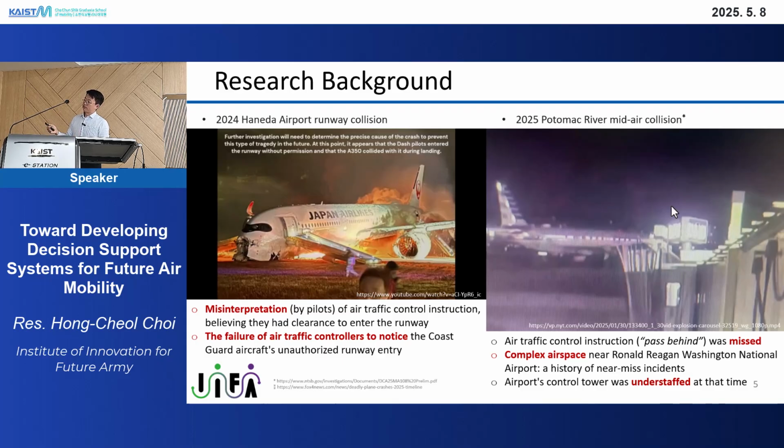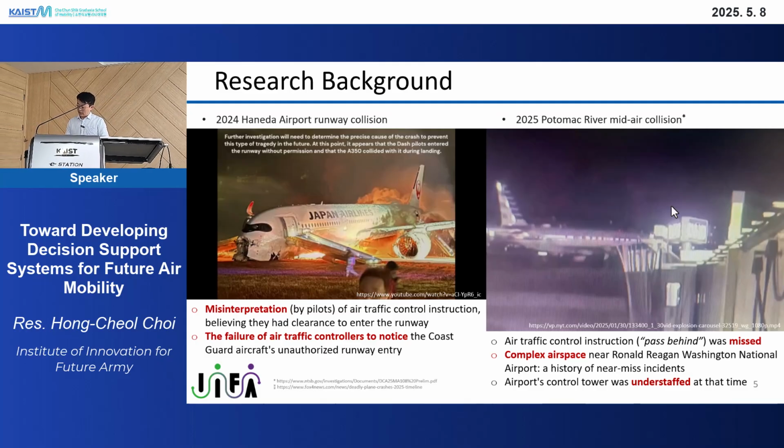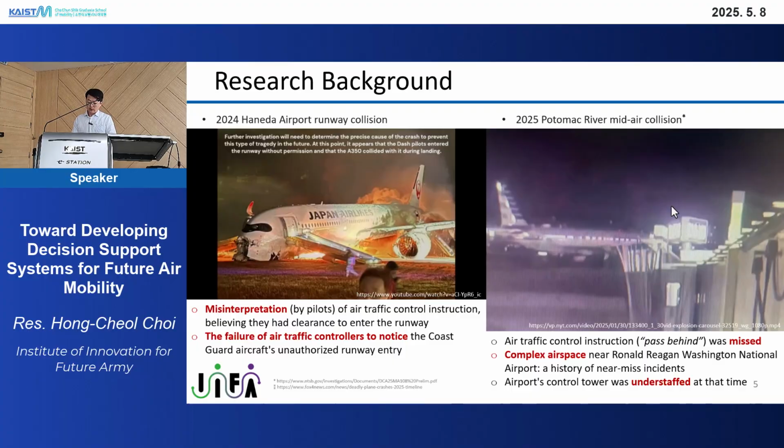And so that's why they collide in the air. And there are some factors. One is that the area around the Washington airport is already quite complex, and there were several near-miss incidents already. So they could have taken some measures to resolve these problems, but they didn't. So it resulted in a very fatal accident here.